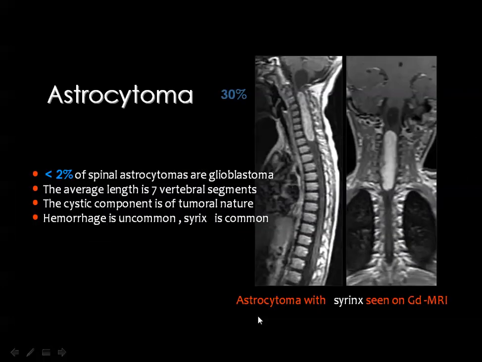Then this is an astrocytoma of the cervical spinal cord. This is the enhancing part of the lesion, and you see a cystic component above and below the lesion. Then you remember that less than 2% of spinal astrocytomas are of the aggressive type, the glioblastoma multiforme. It is said that one of the characteristics of astrocytoma is to involve a long segment of the spinal cord, which may reach about 7 vertebral segments.